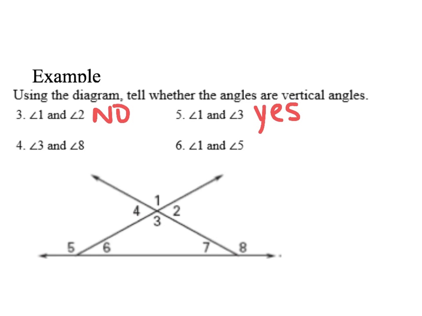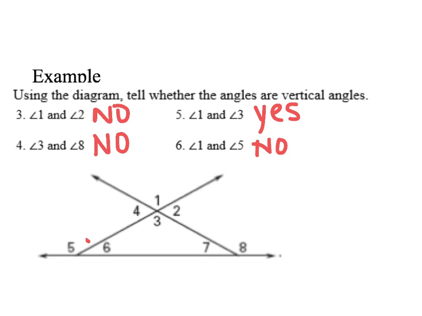Okay, then we have angle 3 and angle 8. No, those are not vertical angles. Those are not a linear pair. Those aren't complementary. Nothing special is going on there. Those are just two random angles. Okay, then we have angle 1 and angle 5. Again, those are not vertical angles. They're just two random angles, nothing special going on there.